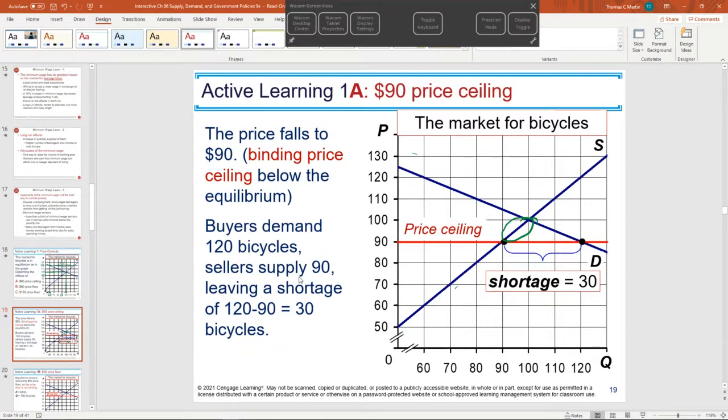And the shortage will get greater and greater, because if the equilibrium price goes up and this doesn't move, it's going to be harder and harder to resolve in the long run.